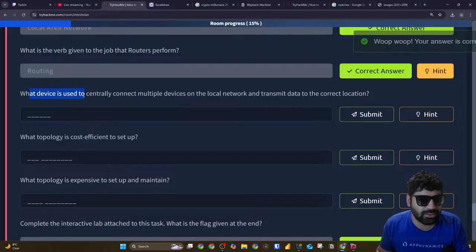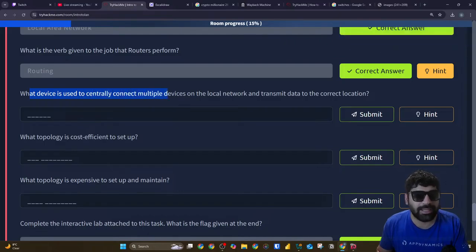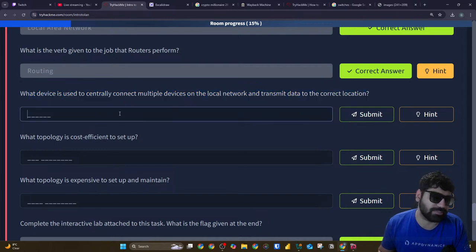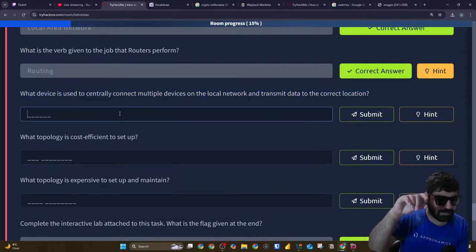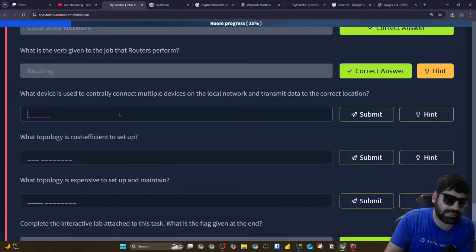What device is used to centrally connect multiple devices on a local network and transmit data to the correct location? So basically, what is the device used in the star topology? Which device helps in connection? Switch.